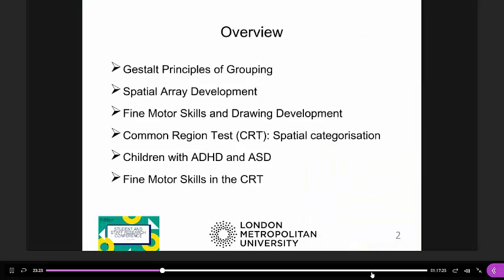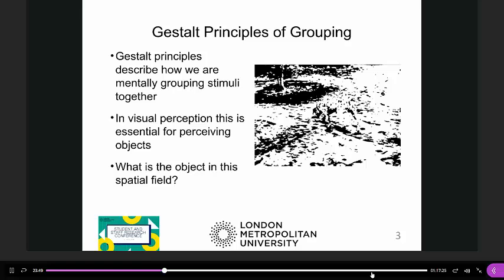I'm going to say something about the Gestalt principles of grouping, about spatial array development, fine motor skills and drawing development, about the common region test, about children with ADHD and ASD, and the role of fine motor skills in this particular test. So what are Gestalt principles? So Gestalt principles describe how we are mentally grouping stimuli together.